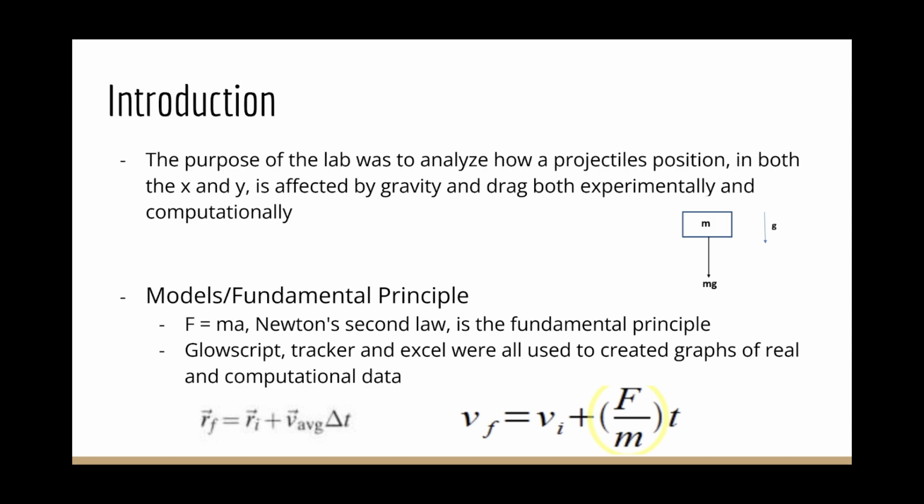The model and fundamental principles used: F equals ma, or mass times acceleration. Acceleration in this case is g, and that's shown in this free body diagram here. It's the only thing acting on the object, and that's Newton's second law, a fundamental principle. And then GlowScript, Tracker, and Excel were all tools used to create graphs of real and computational data. Within GlowScript, the position update formula and the velocity update formula were used, in which case the force over m, or the acceleration, would just be g.